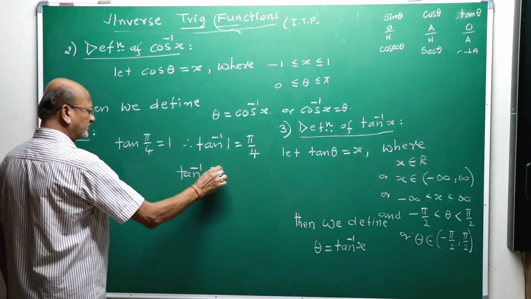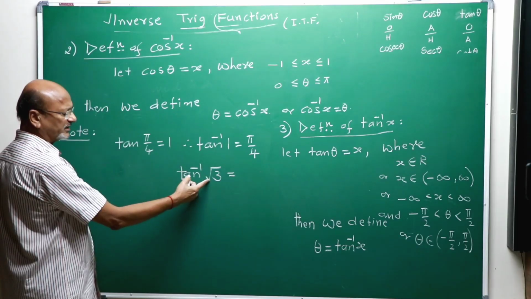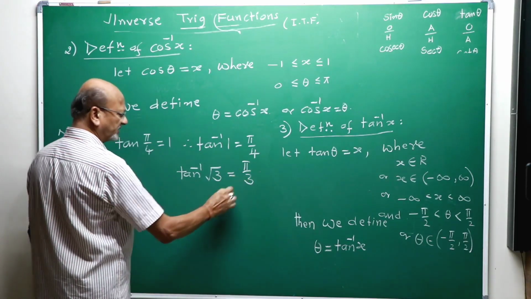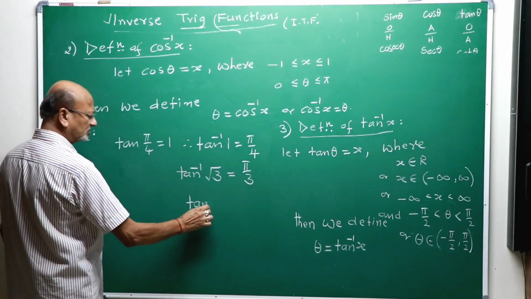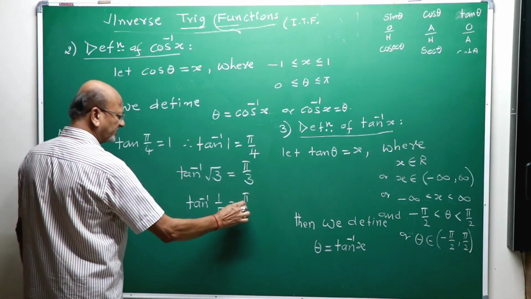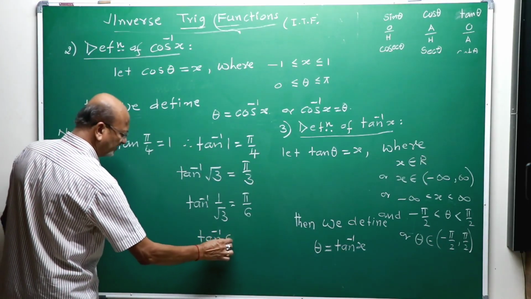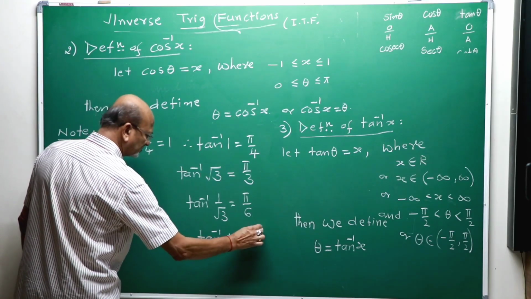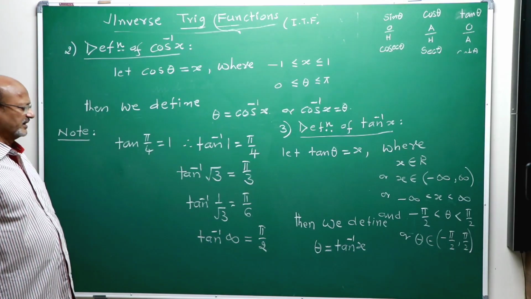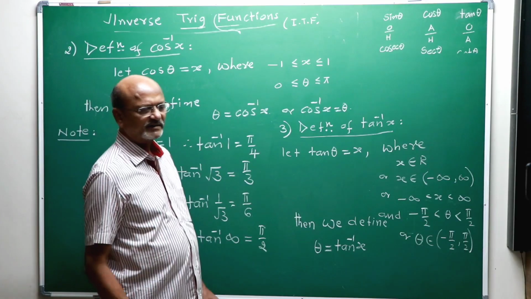Now, tan inverse root 3. What is it, my friend? It is an angle whose tan is root 3. Tan root 3 means 60 degrees. So, 60 means pi by 3. Like this, tan inverse 1 by root 3. Corresponding angle is 30 degrees, pi by 6. Like this, even you can write tan inverse infinite. What is it? Pi by 2. Tan 90 is undefined. Like this, even tan inverse 0. Like this, my friends.